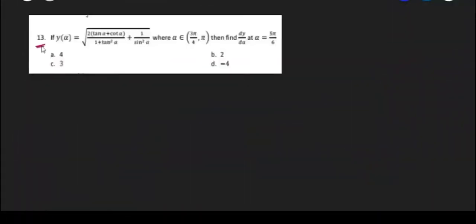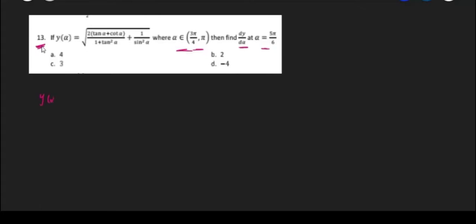Come to question number 13. The question is y of alpha is equal to root over 2 tan alpha plus cot alpha by 1 plus tan square alpha, plus 1 by sin square alpha, where alpha belongs to 3 pi by 4 comma pi. Then find dy by d alpha at alpha is equal to 5 pi by 6. This is the question. First let me simplify this y alpha.